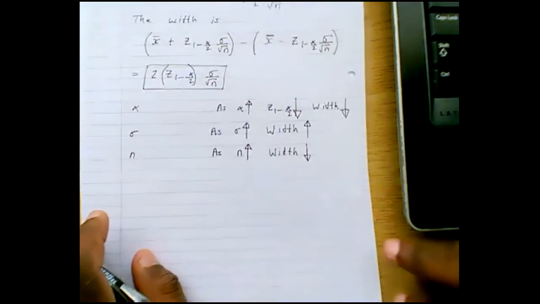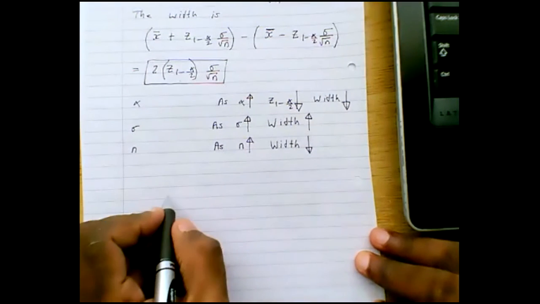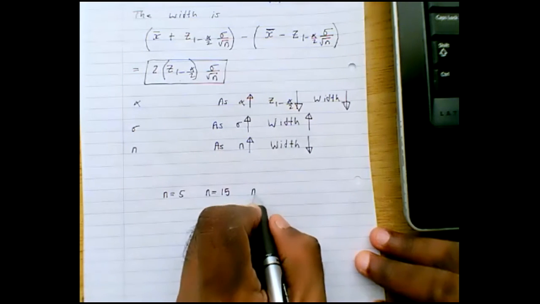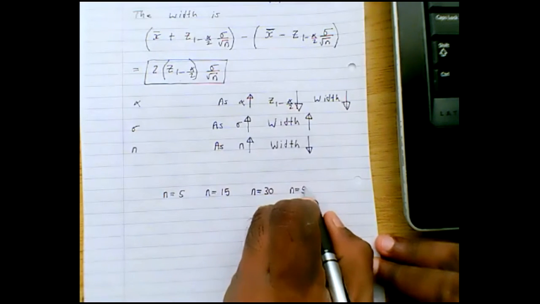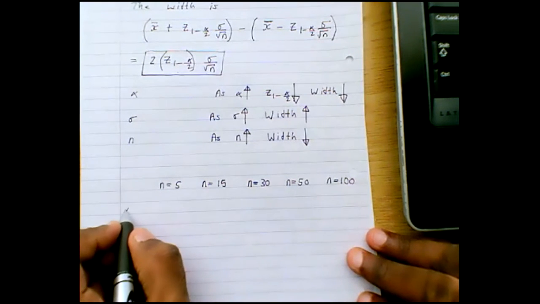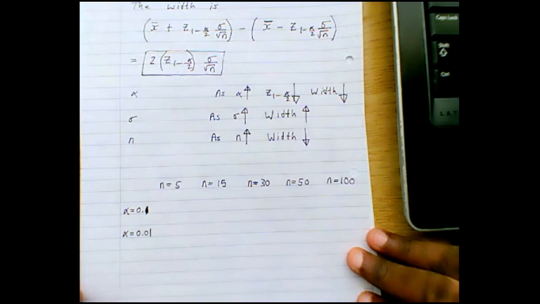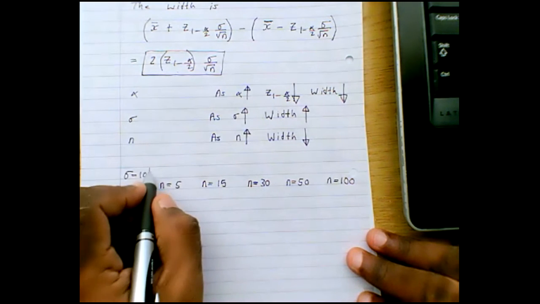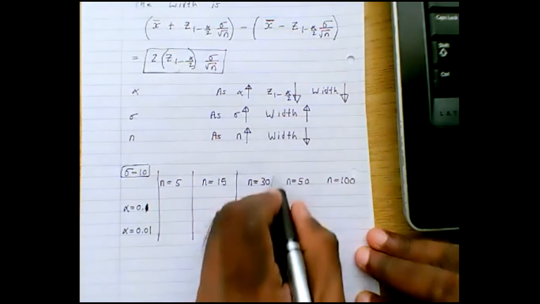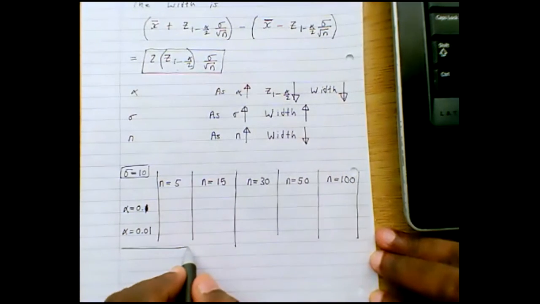The next thing you are asked to do in question 4 is the following. You're asked to tabulate the values for the width for different n. These are different values for n, and also for different values of alpha, 0.1 and so on, and also taking sigma to be 10. So what I'm going to do, guys, is compute the value of the width for different combinations of alpha and n.